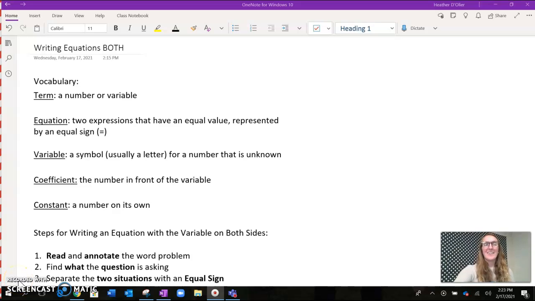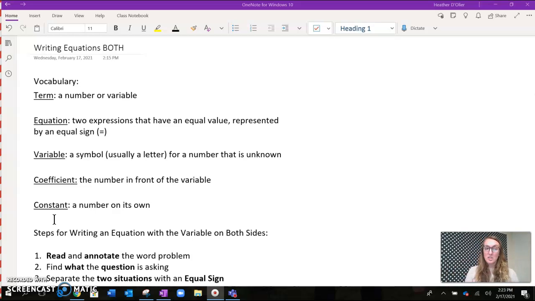Hi friends. Okay, I'm gonna show you how to write an equation with a variable on both sides. So before we get into our steps, we got some vocab. So we know we have terms. That's a number or a variable. So like 5x or -3, that's a specific term.